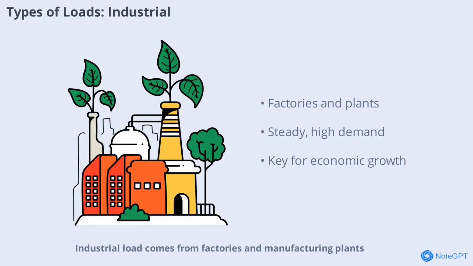Industrial load comes from factories and manufacturing plants. The magnitude of industrial load depends on the type and size of the industry, ranging from small workshops to large factories. Industrial loads are often steady and substantial, with power demands ranging from 25 kW to 500 kW or more. Efficient management of industrial loads is vital for economic growth and system reliability.